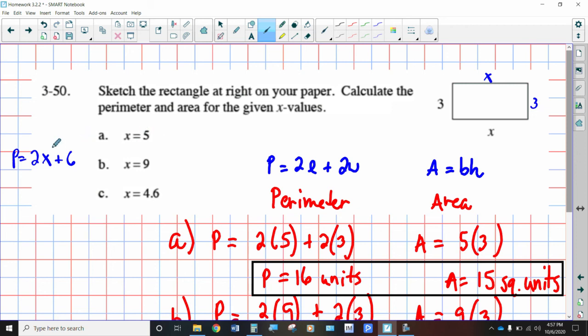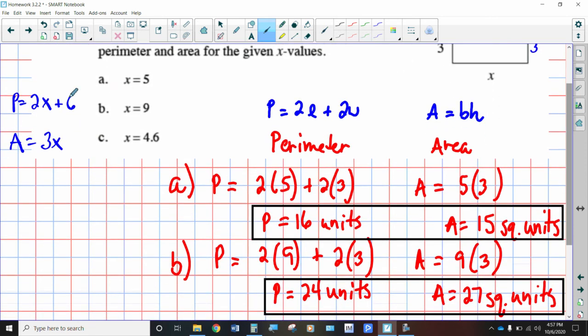So 5 times 2 is 10, so the perimeter for the first one is going to have to be 10 plus 6 is 16. Now, I wrote these because those are the generic formulas for perimeter and area of rectangles, but we are dealing with some knowns and unknowns, so I'm going to choose this as my formula here. For area, it's base times height, which should be 3x, so in this case, it's 3 times 5 is 15.